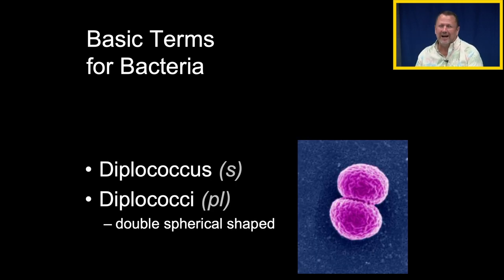This is a single bacteria referred to as a diplococcus or diplococci. Strep pneumonia is a diplococcus, and it has this double spherical shape. However, that's not two organisms getting ready to undergo mitosis. That is a single bacteria that is a diplococcus.